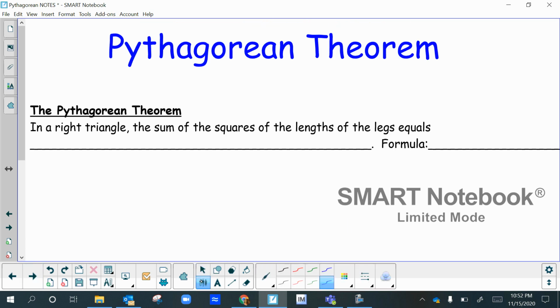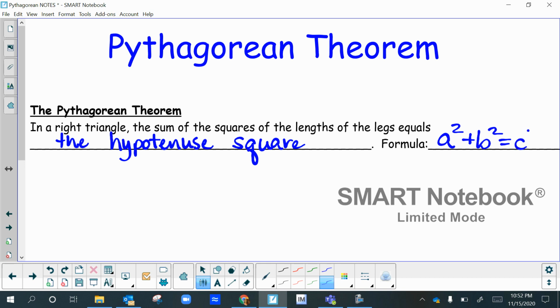In a right triangle, the sum of the squares of the lengths of the legs equals the hypotenuse squared. And you could also say it the other way, the way they started off, the square of the hypotenuse, okay? And so our formula is a squared plus b squared equals c squared.